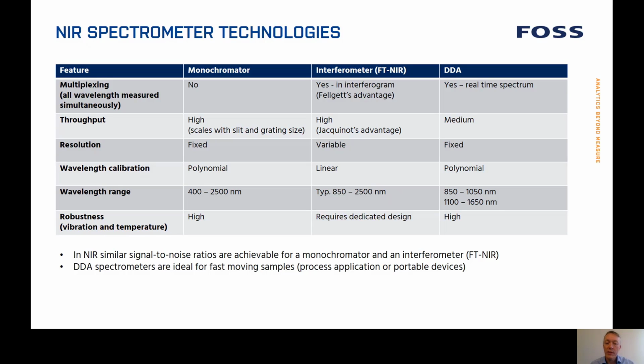Sometimes it's also emphasized that the interferometer has a simple linear wavelength or wave number scale, whereas other spectrometer types require a polynomial fit to calibrate the axis properly. This is true. However, the wavelength accuracy required in a feed or food application is easily achieved with a polynomial fit, and it's typically a fraction of a nanometer.